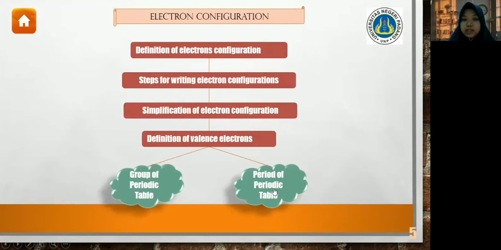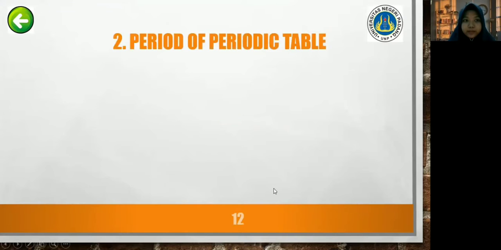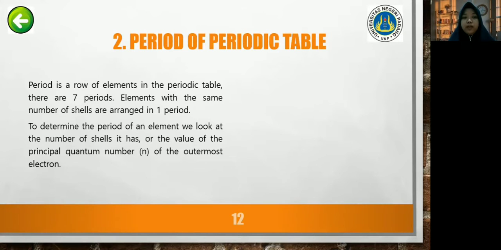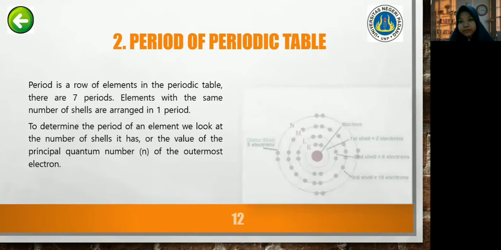Okay, for the next material, I will explain periods of the periodic table. A period is a row of elements in the periodic table. There are 7 periods. Elements with the same number of shells are arranged in one period. To determine the period of an element, we look at the number of shells it has, or the value of the principal quantum number, n, of the outermost electron.